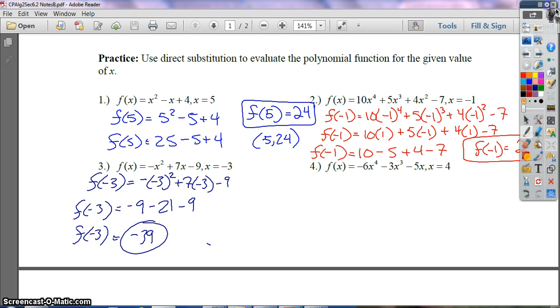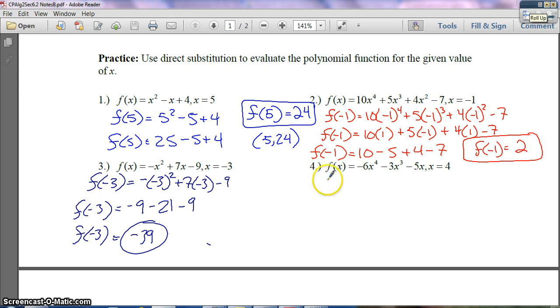Now x is 4. So here we go. F of 4 equals negative 6 times 4 to the 4th, minus 3 times 4 to the 3rd, minus 5 times 4. 4 to the 4th. Let's see here. 16 times 16 is 256.